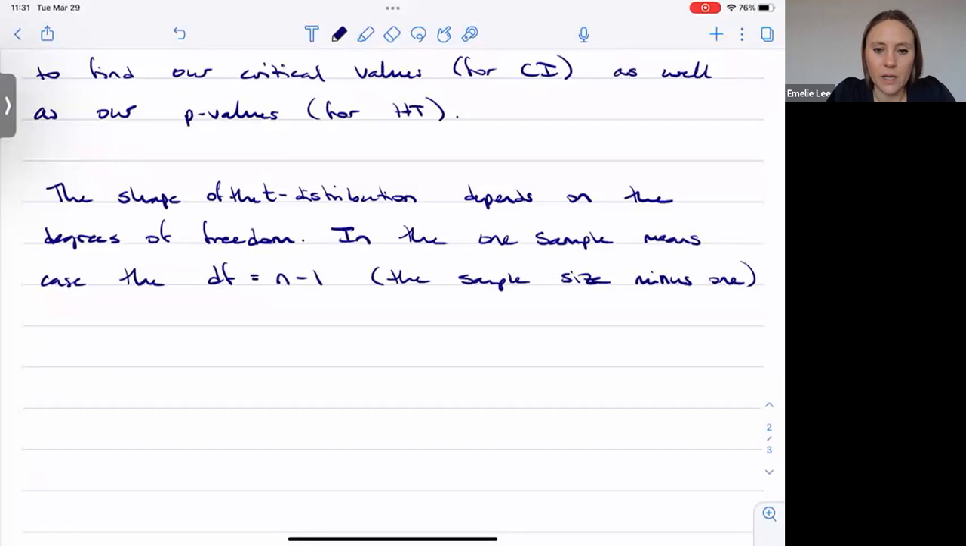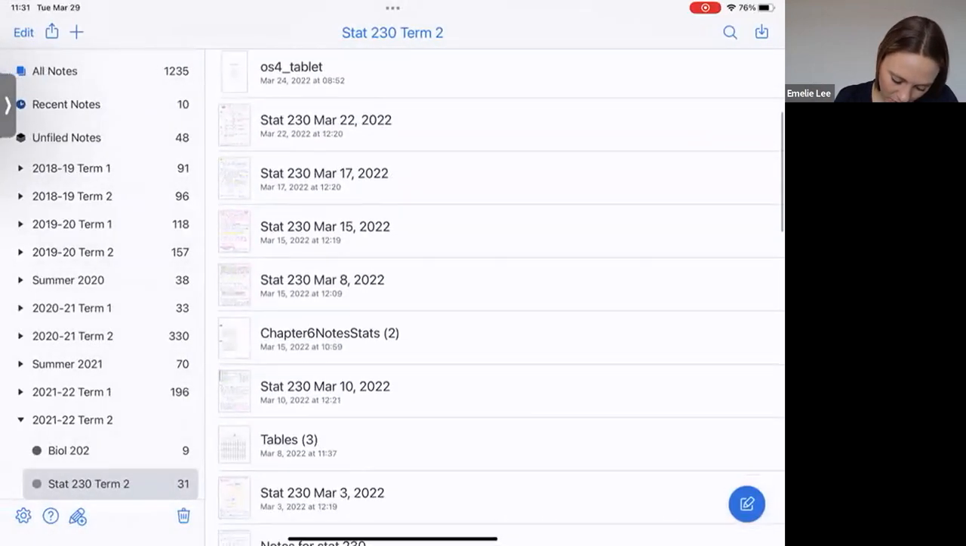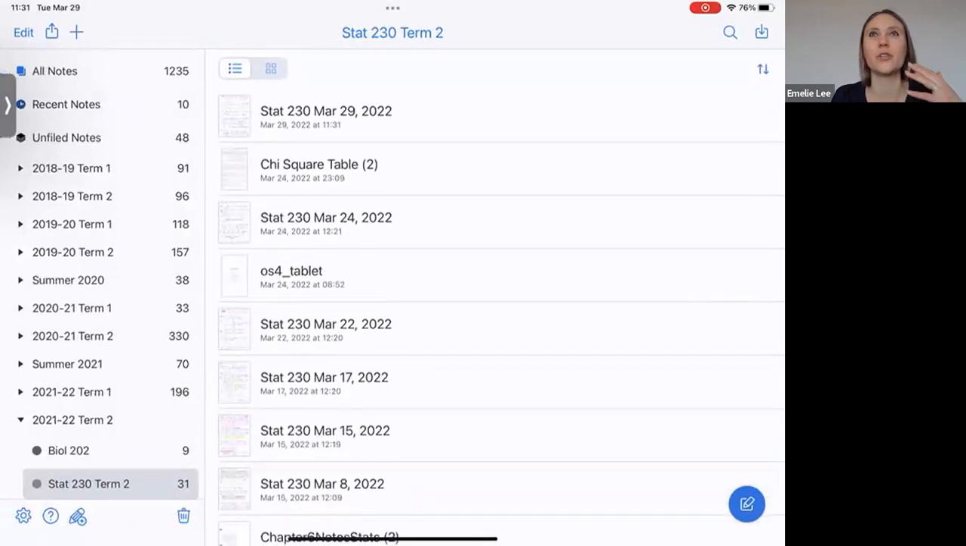I flirted with posting some notes, but they didn't really match what we were doing. So I am going to be using some typed notes, and I'll post them, but I don't want you to get confused because it introduces everything using the t-distribution instead of the z-distribution.